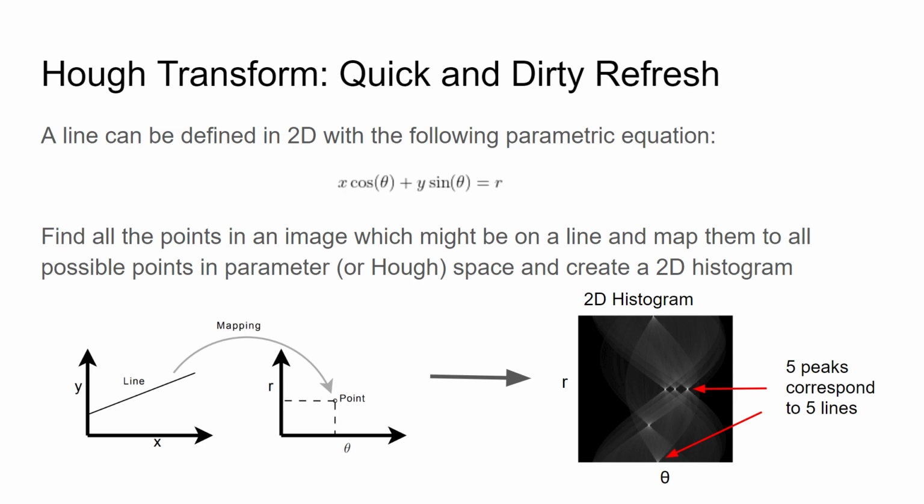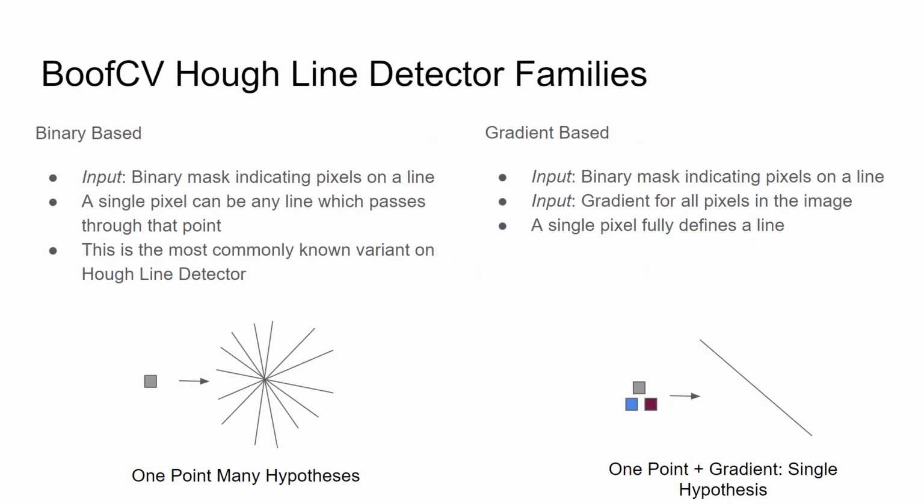The first step is to find all points inside an image which might be a line, and then map each of those points to all possible lines which correspond to that point in parameter or Hough space. From this, you create a 2D histogram, as is shown on the bottom right. The peaks inside the histogram represent lines inside the actual image.